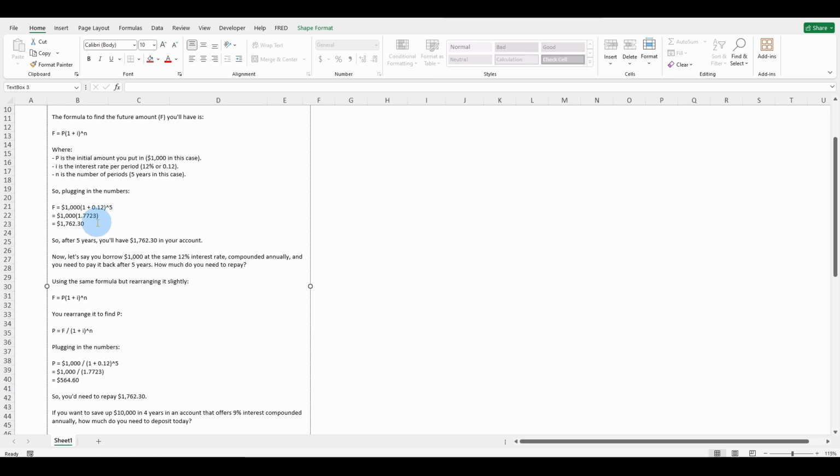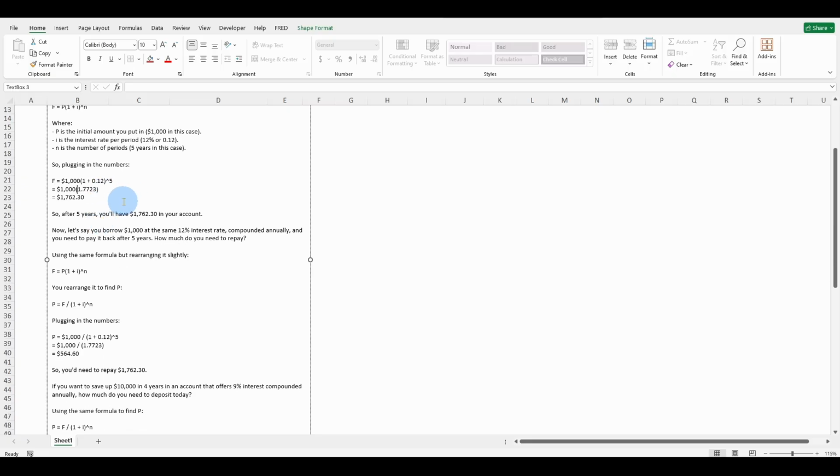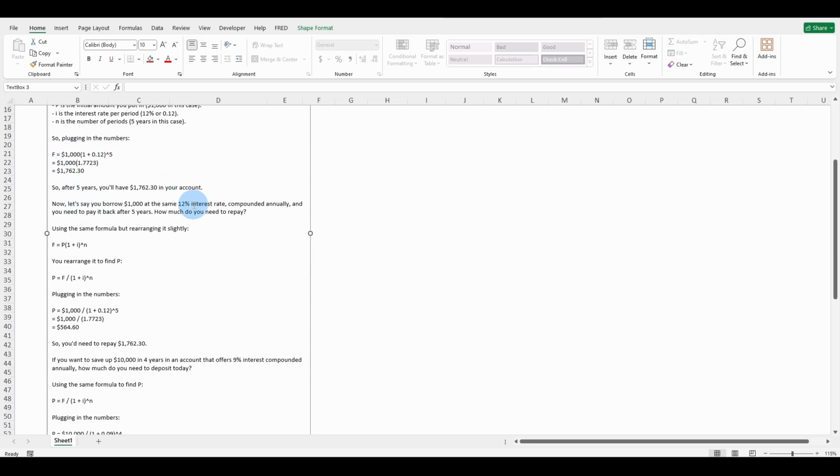And I strongly recommend you go online, buy a finance book, and there's an endless number of them for $1. Put it in your bookshelf, and then if you run into a problem, take a look at these factor tables. So after 5 years, you'll have $1,762.30.